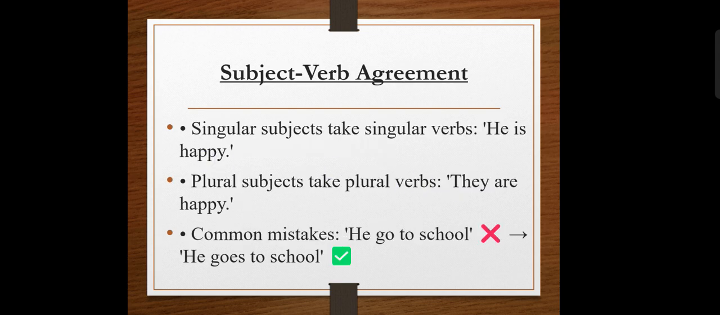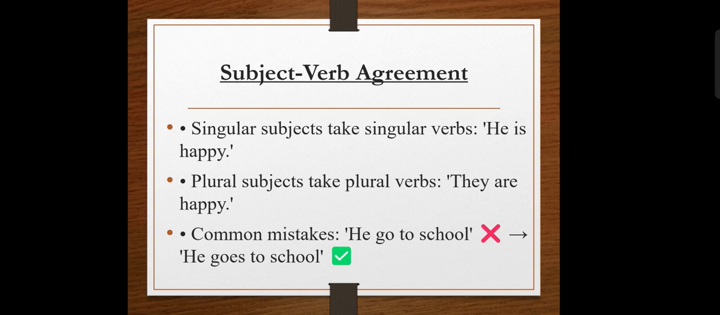Now we have subject verb agreement. The verb is the action. So the verb must match the subject. That's our ultimate aim, which means whatever tense or whatever position the subject is in, the verb must also follow the same. For example, he is happy. He means a single person, so the verb must also be singular.